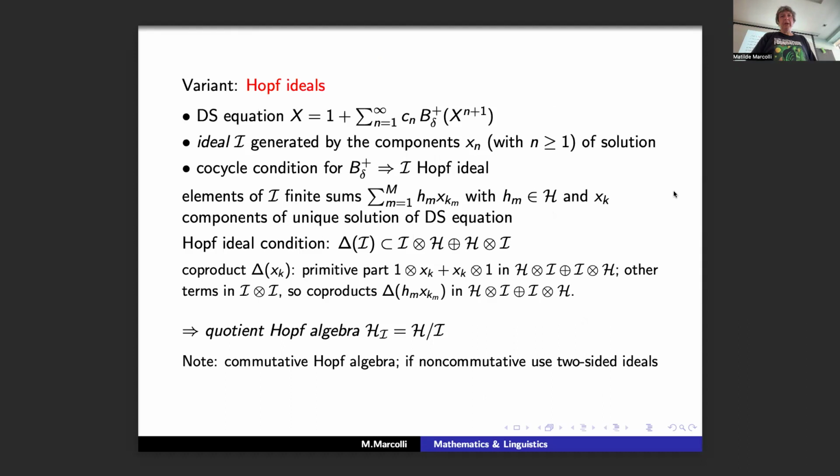in different settings. And in particular, the solutions of one of these Dyson-Schwinger equations define a Hopf ideal in the Hopf algebra. And so implementing these equations of motion corresponds, in the Hopf algebra sense, to taking a quotient with respect to this Hopf ideal. So that's the algebraic form that the quantum equations of motion take in this Hopf algebra formulation of quantum field theory.